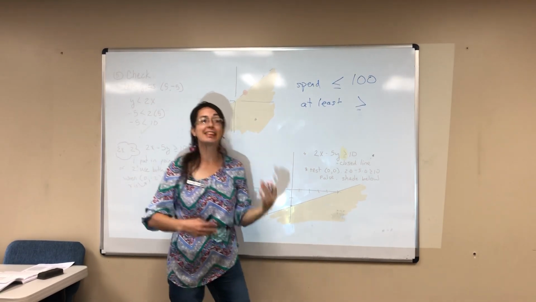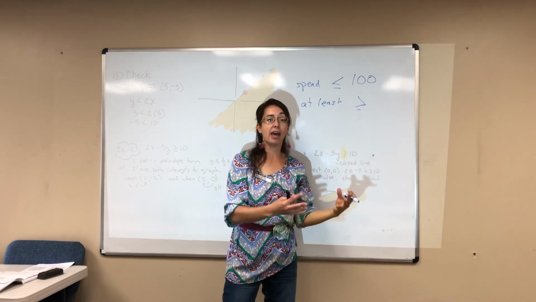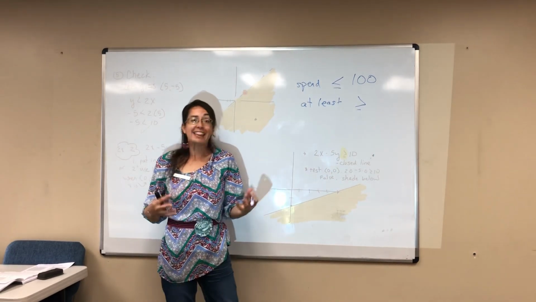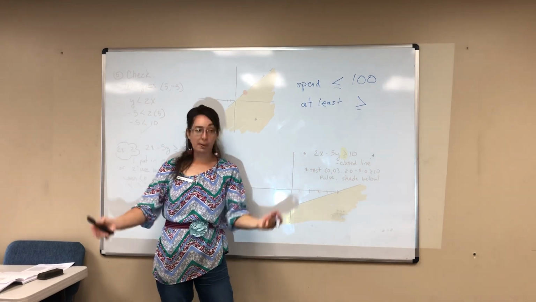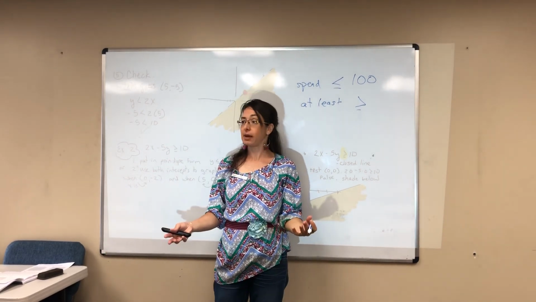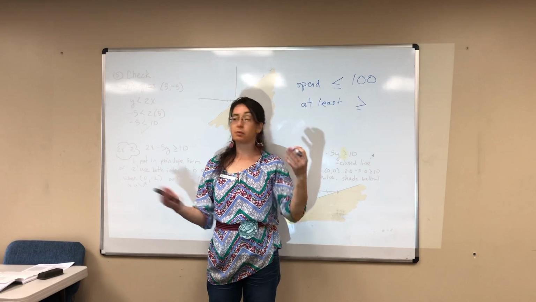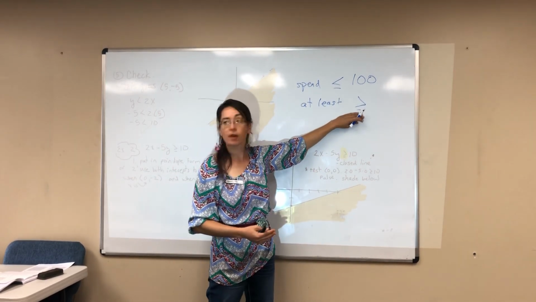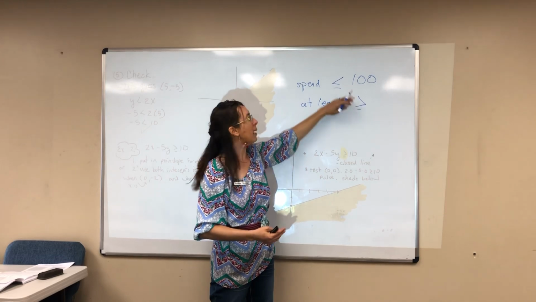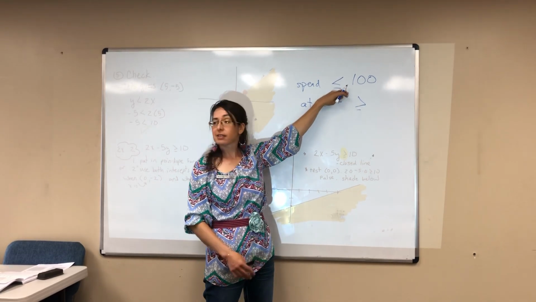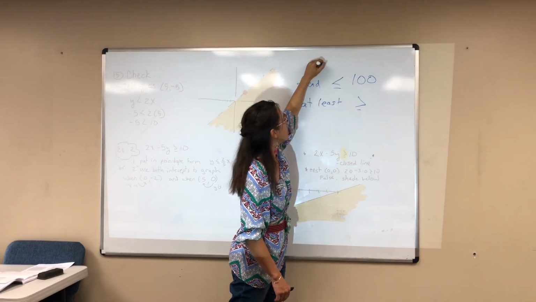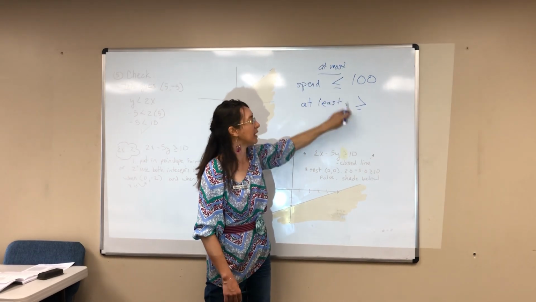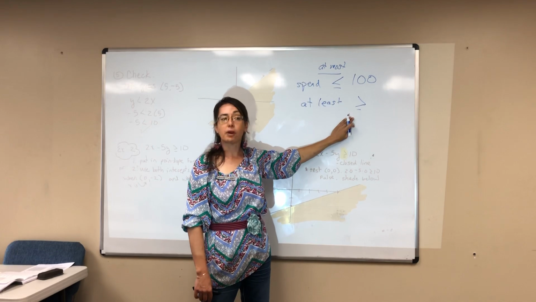I need at least 10 sets of gifts for my class. In here, I need at least 2 copies of papers that I come in with. Because otherwise, someone's missing out on something. So, at least is going to give us a greater than or equal to. At most is giving us a less than or equal to. So these are the vocabulary words that we hear to set up our inequalities.